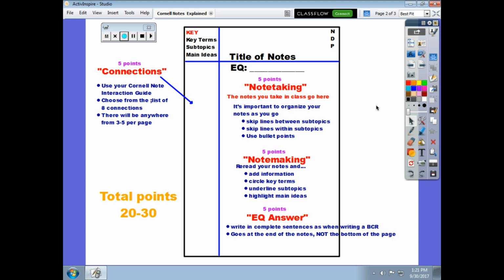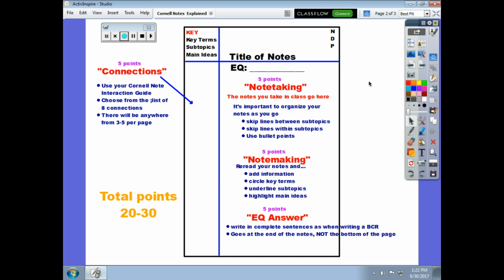So as we begin taking notes in class, what we're doing is called note-taking. And note-taking is something that goes on the right-hand side of the paper. So again, look at where the title is. This whole right-hand side here, this whole area is where your notes go. This is called note-taking. You are taking notes.